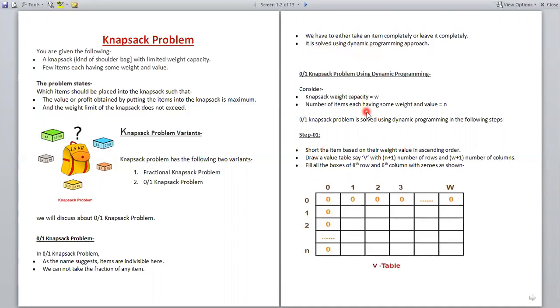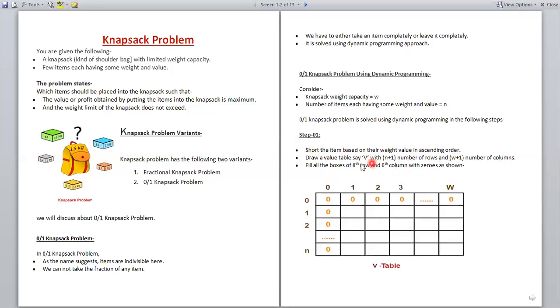So these are the steps. Let's see how to solve the zero-one knapsack problem using dynamic programming. Consider the knapsack weight capacity W, the maximum weight of the knapsack, and n items having some weights and corresponding values. The first step is to sort the items based on their weight. First you have to sort all the items based on their weight value in ascending order.